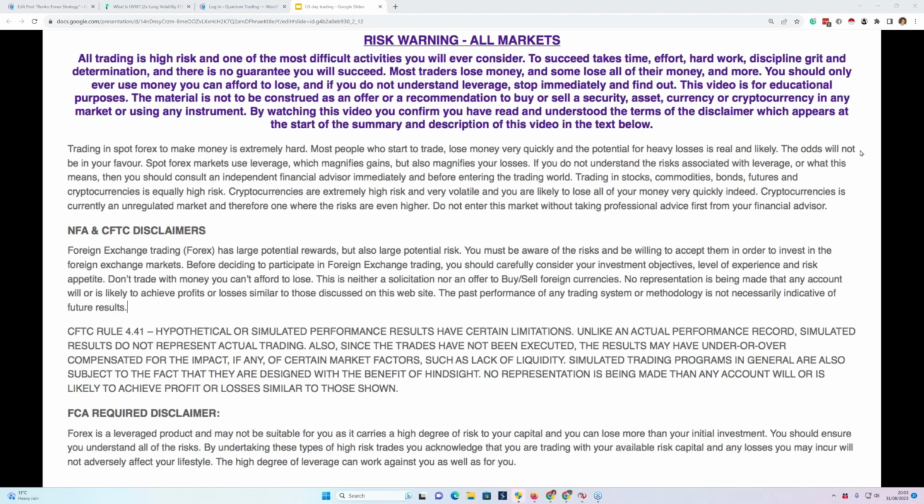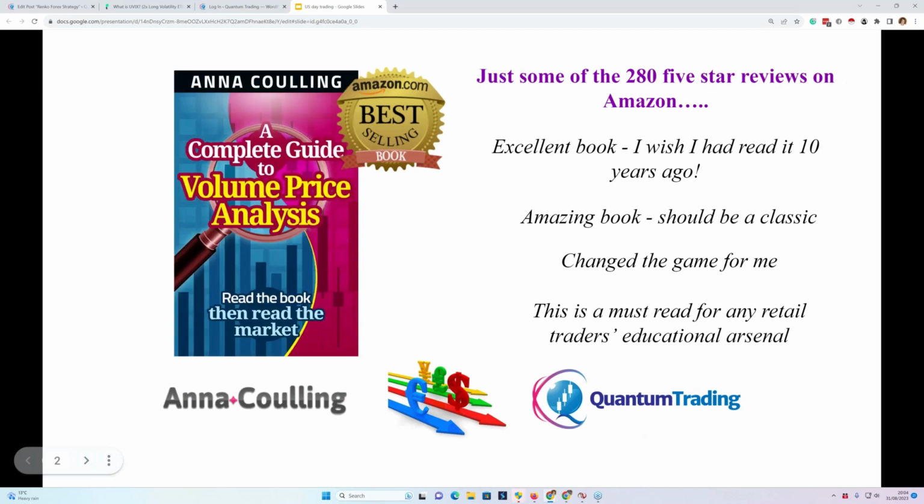I do also know that we have had quite a lot of new sign-ups to these sessions, and literally it's just 2 slides. So very quickly, VPA is all outlined in this book, the Complete Guide to Volume Price Analysis, which you can find on Amazon. I think this is a very old slide because we say we've only got 280 5-star reviews, but it's a lot more than that.